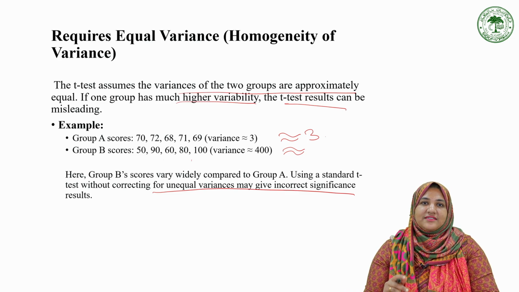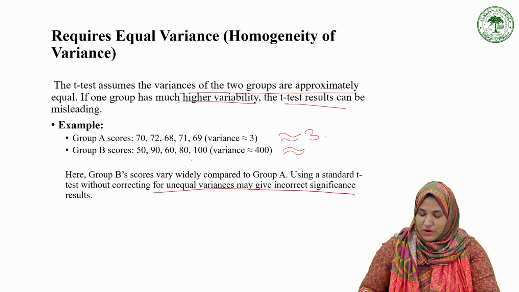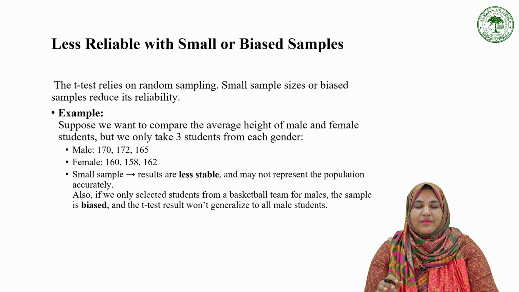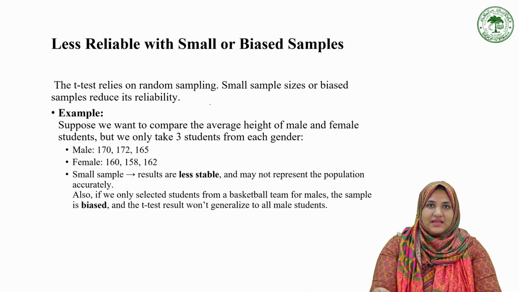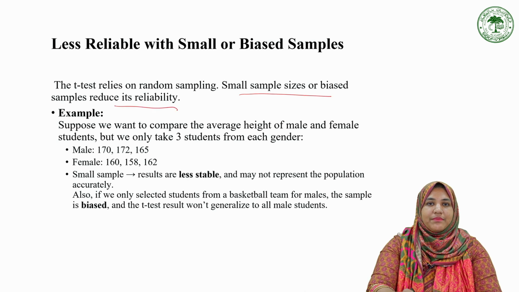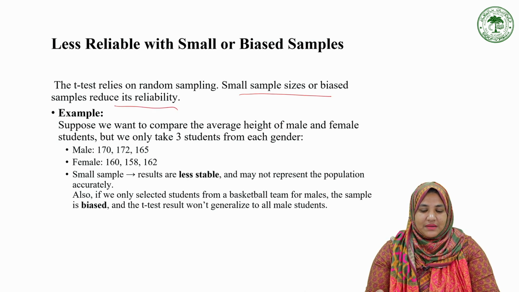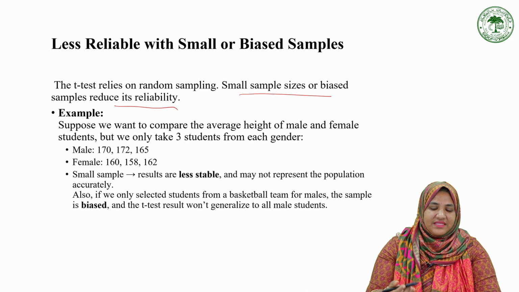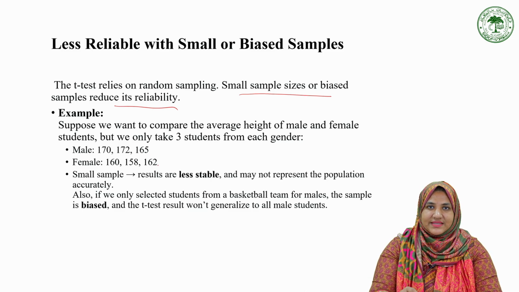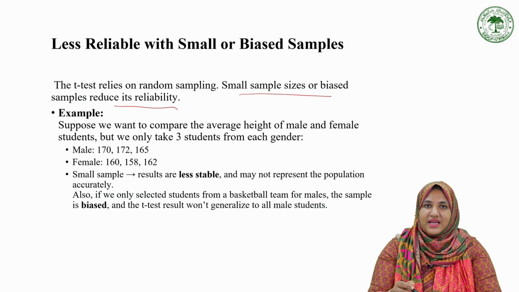So it requires equal variance, or homogeneity of variance. And it is also less reliable with small or biased samples. The t-test relies on random sampling, and a small sample size or biased sample reduces its reliability. For example, suppose you want to compare the average height of male and female students, but you only take 3 students from each gender. The male heights are 170, 172 and 165, and the female heights are 160, 158 and 162.